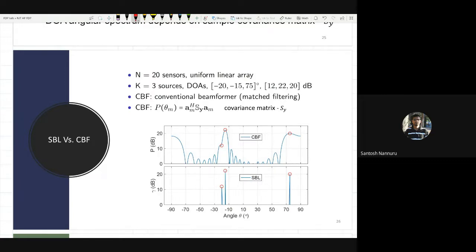Okay. Now the same result for SBL. If you see, the peaks are very, very pronounced and distinct. And of course there are other values, but they are very low, so they don't even appear in this dB scale which I've plotted, right? So you can very quickly and easily identify these sources using SBL compared to using CBF. So this is a resolution advantage which SBL gives you.